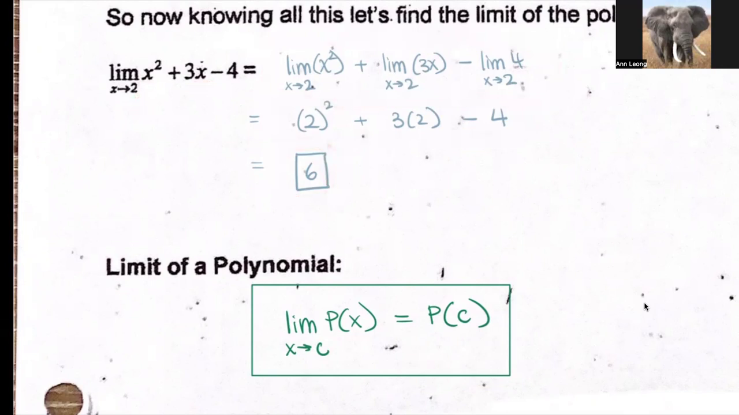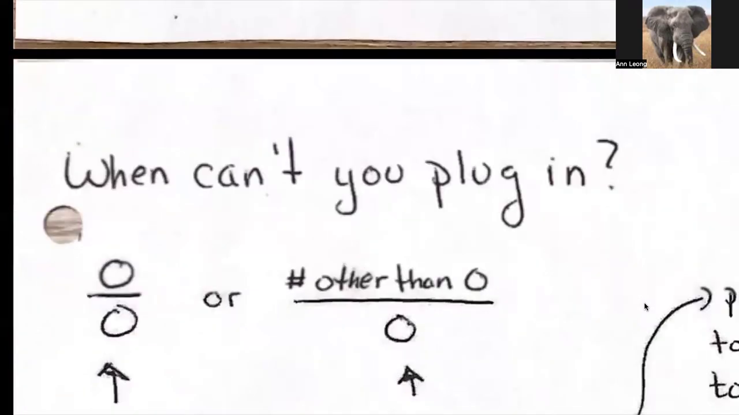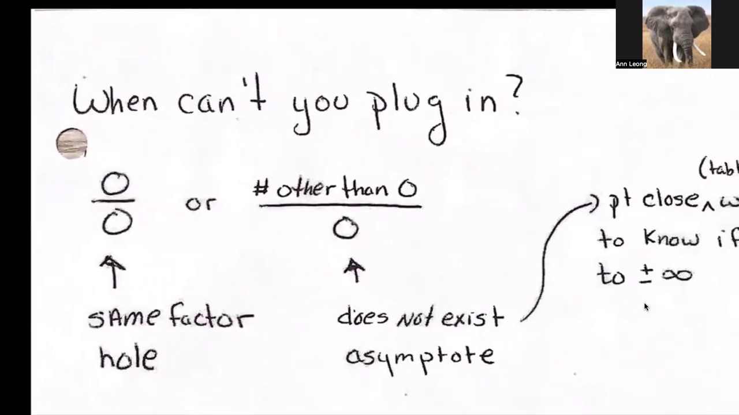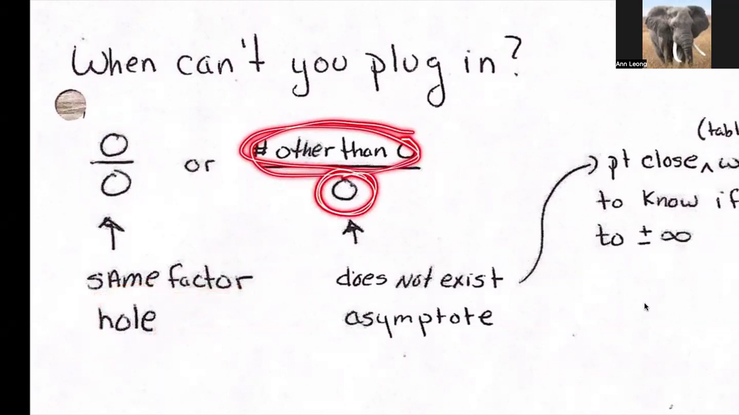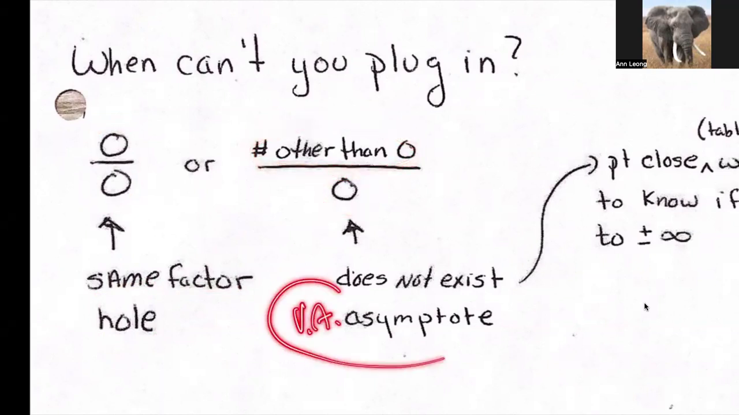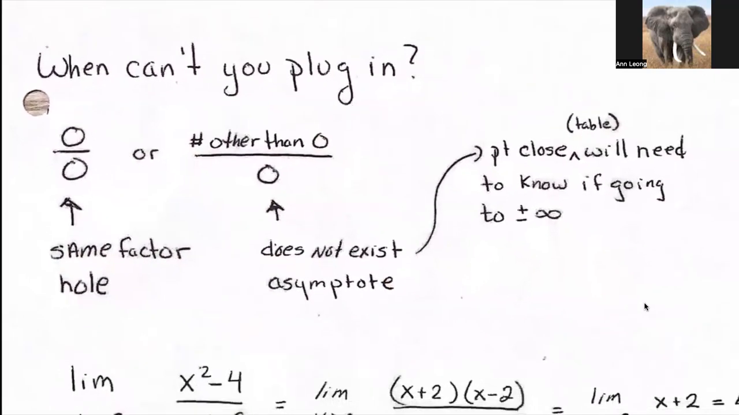All right, flip to the next page. When can't you just plug in? When the denominator goes to 0. So now a couple things can happen. You can have numerator and denominator go to 0, meaning you have the same factor, and graphically, you're going to have a hole in that graph. Or you have something in the numerator other than 0, and just the denominator goes to 0, and then you have a vertical asymptote, where that denominator goes to 0.